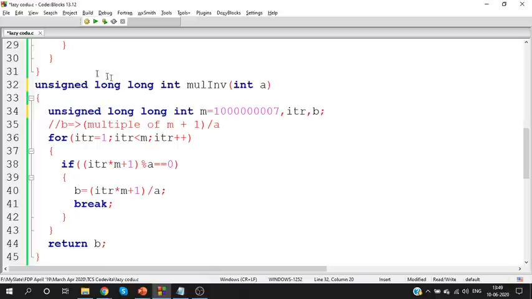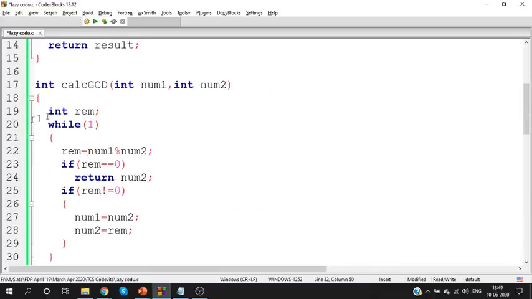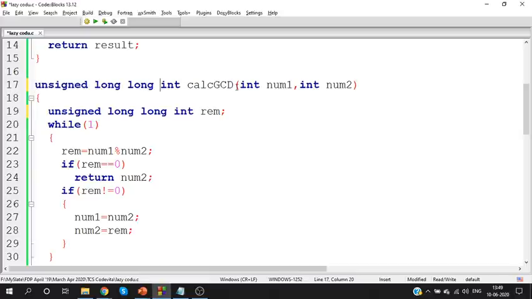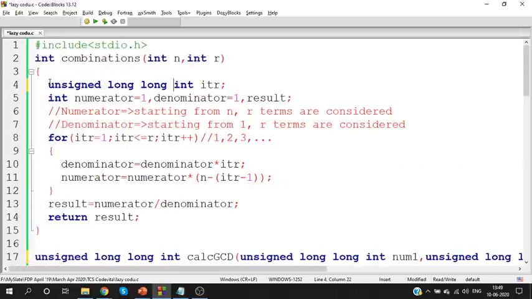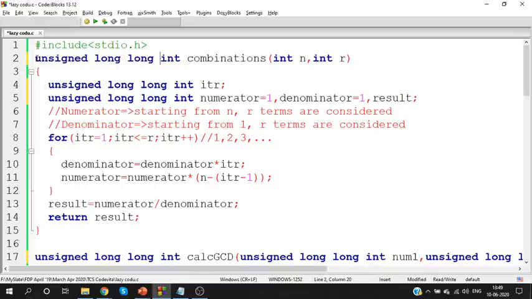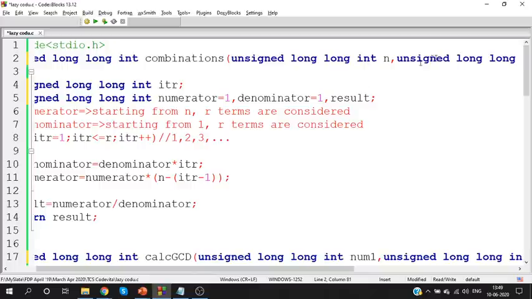Okay, just increasing the memory to its maximum because we have very huge values here. 10 power 9 plus 7 is such a huge value. So to be on the safer side, we'll have everything as unsigned long integer instead of integer. Okay, numerator, denominator, result, and the input value. It's not really necessary, but just to be on the safer side.